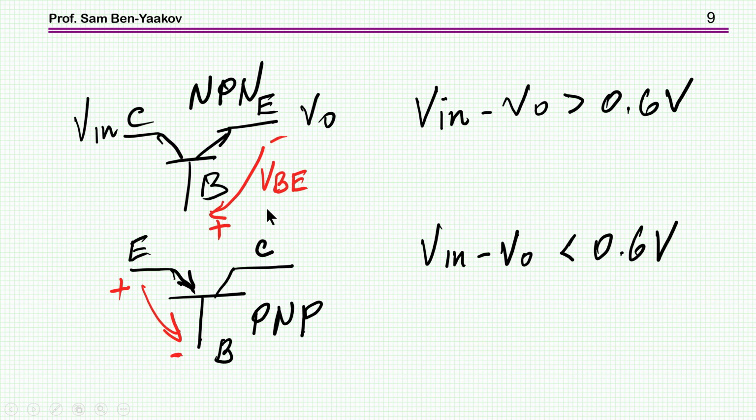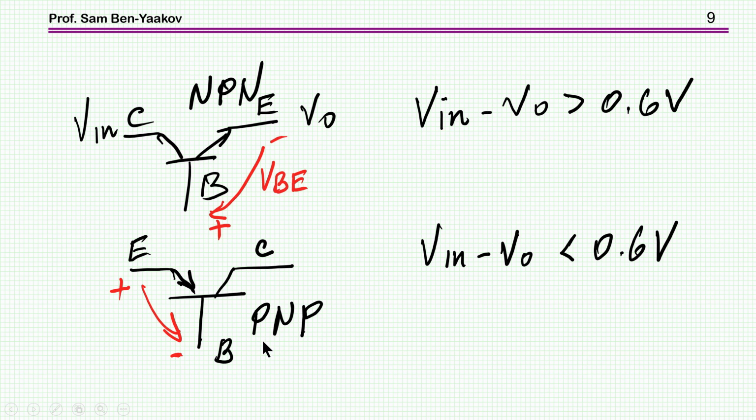Let's have a look at it also from the point of view of the NPN or the BJT transistor. In this case, the base has to be at a higher voltage than the emitter, which means that we need an input voltage which is higher than the output by at least 0.6. In practice, it'll be like 1 volt.